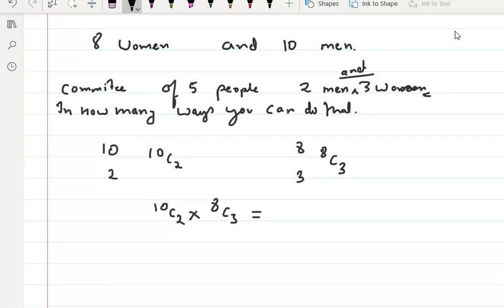See, these things are very conceptual. One line is more than enough to write the answer, but that one line you have to think.